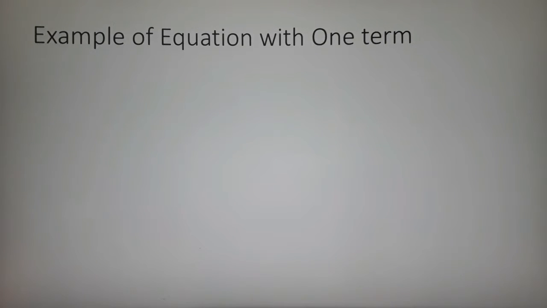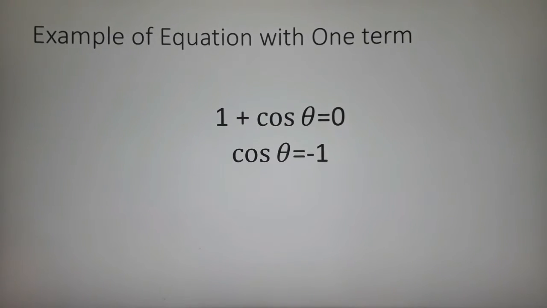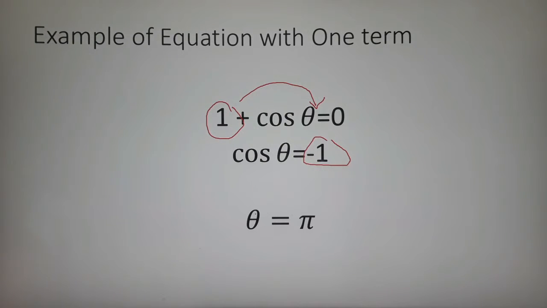Here are some examples of equations with one term. 1 plus cos theta equals 0. In order to find cosine theta, you need to transpose positive 1 to the other side, which will become negative 1. And the value for theta will be pi, or 180 in degrees.